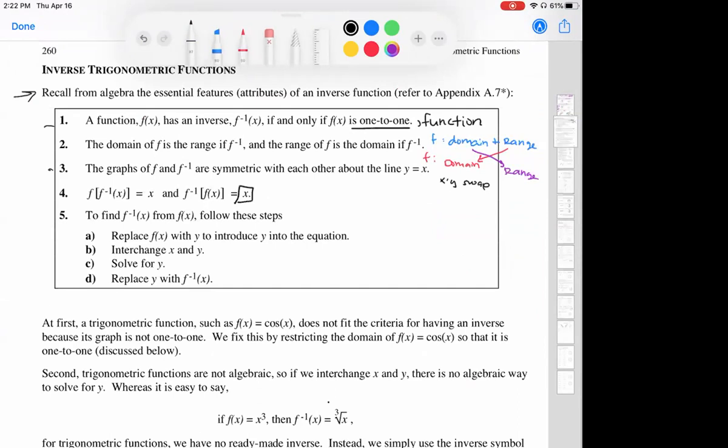Five, to find f inverse from f of x, follow these steps. First, you want to replace f of x with y to introduce y into the equation. B, interchange x's and y's. C, solve for y. And D, replace y with f inverse notation.